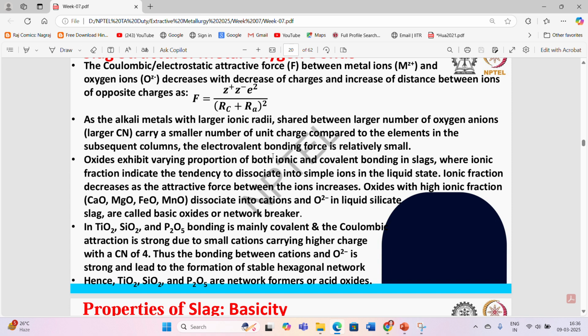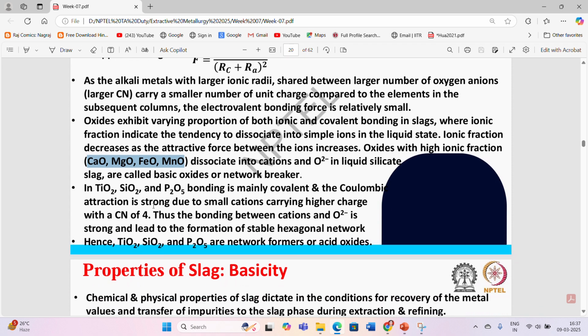Oxides with high ionic fractions like calcium oxide, magnesium oxide, FeO, and MnO dissociate into cations and O2- in liquid silicate slags and are called basic oxides or network breakers. So these materials are generally used as a flux material for slag making in smelting processes, so that they can break the strong network of the silicon oxide and alumina material inside the slag phase, and help in reducing the viscosity of the whole slag phase.